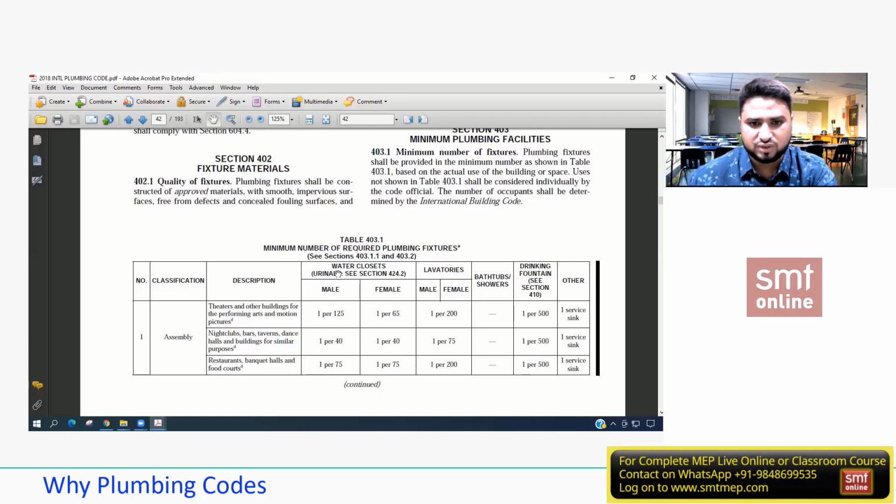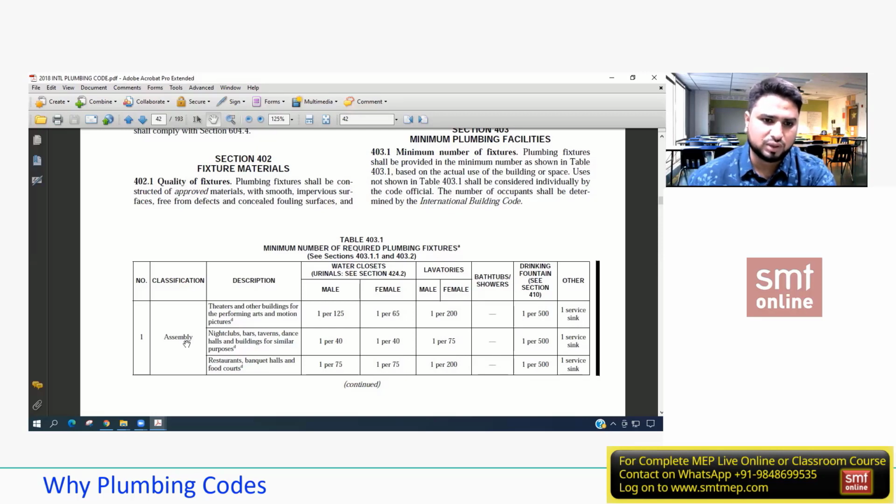So you can see first is WC, that is water closet. Second is lavatories. Third is bathtubs and showers. Fourth is drinking fountain, and fifth is other. In others, we'll mostly have servicing. That is used for what? In the service, it might be any kind of servicing. It might be a kitchen sink, or it refers to, I can say, a janitor sink. Now it changes with respect to the application.